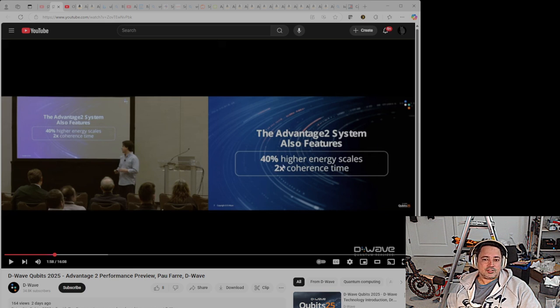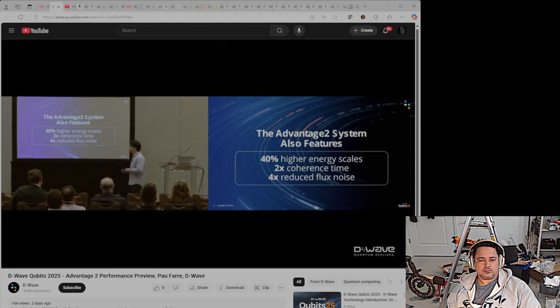80% higher energy scales. I'm not exactly sure what that means, but because it's an annealer, maybe these 2 things are related, that because you've got 40% higher energy scales, the coherence time is twice as... So I don't know what the first one means.